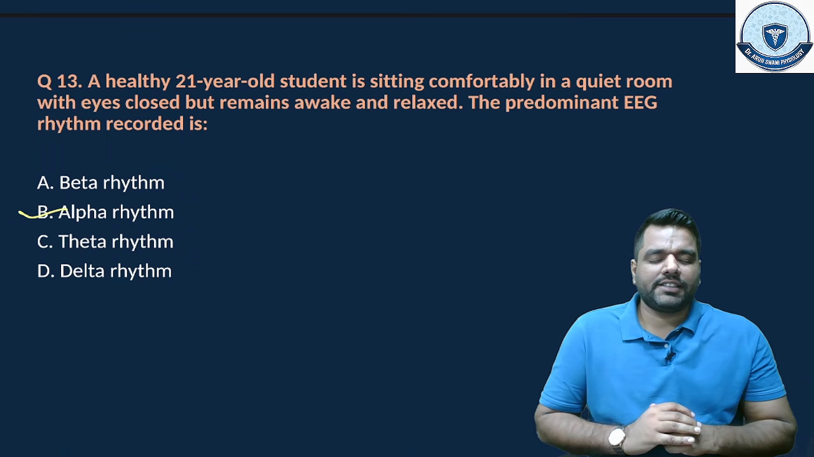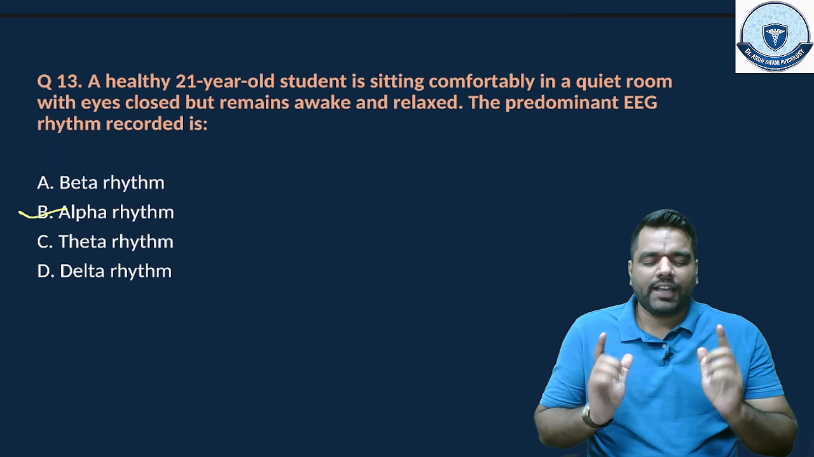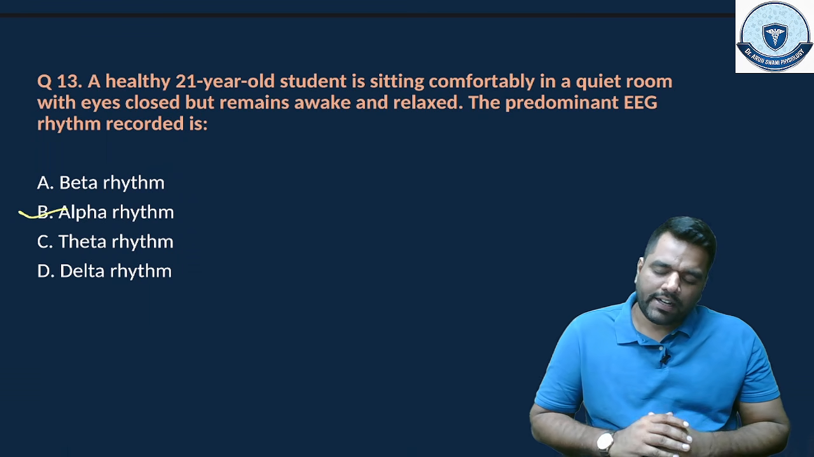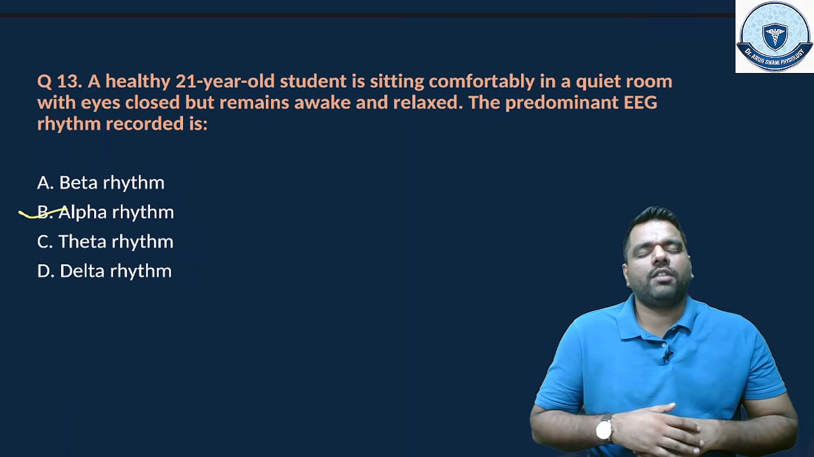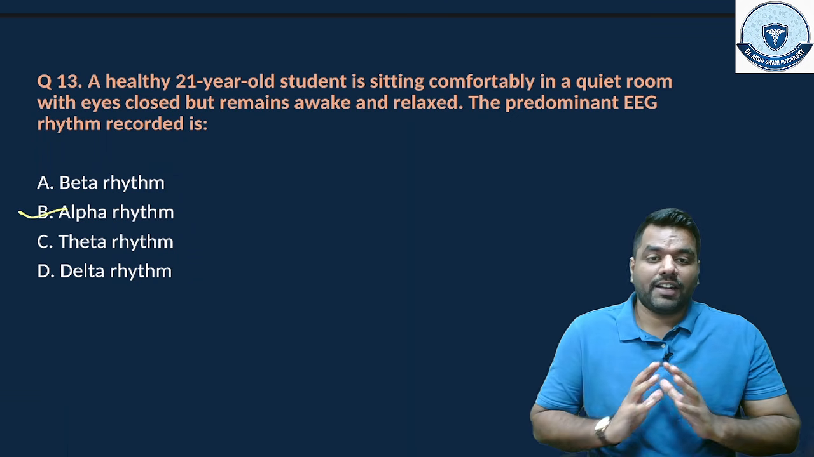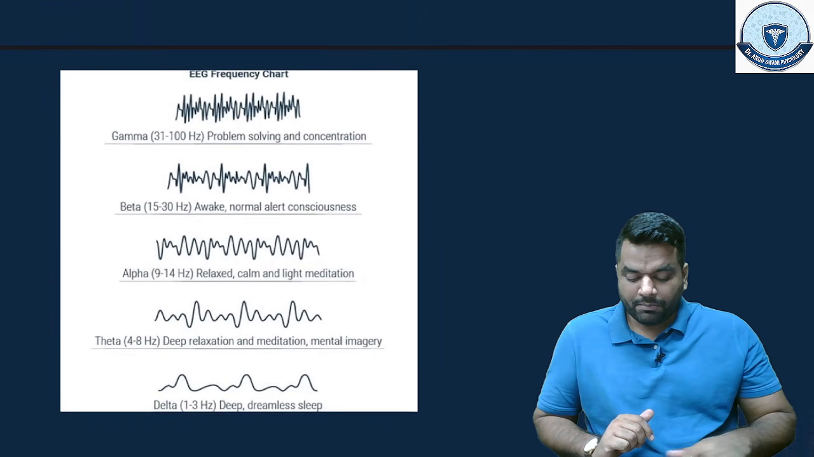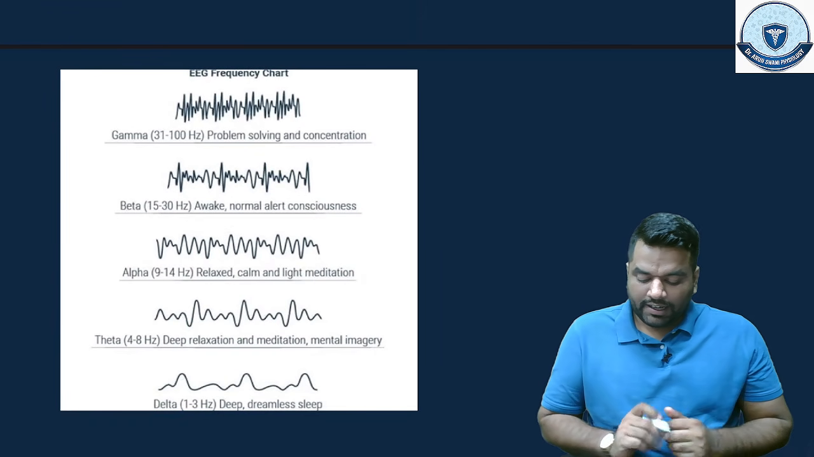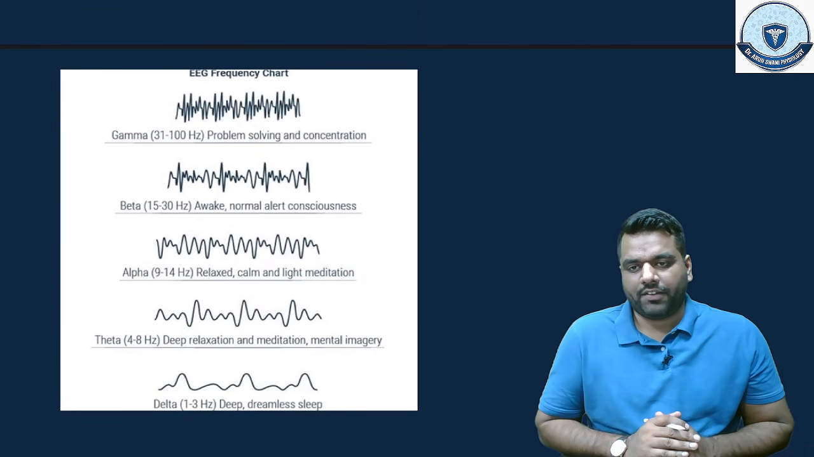So this is how, once again, when your eyes are open and you are awake, this is beta wave. When your eyes are closed but you are awake, that is alpha wave. When you are going into light sleep, it is theta wave. And when you are in deep sleep, guys, this is your delta wave. Highly focused, gamma wave. So this is how we can easily remember the gamma, beta, alpha, theta and delta wave, right?